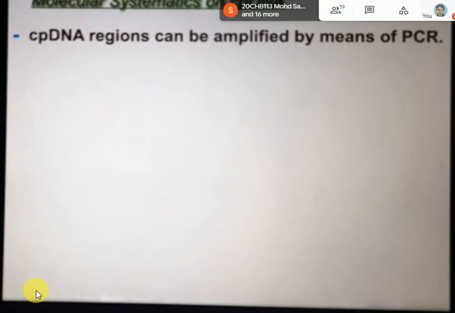This polymerase chain reaction can be carried out by a particular machine. Some people call it a PCR machine. However, it is a thermal cycler.